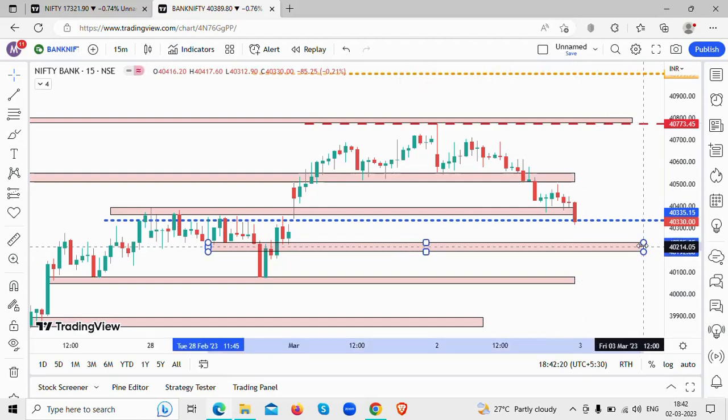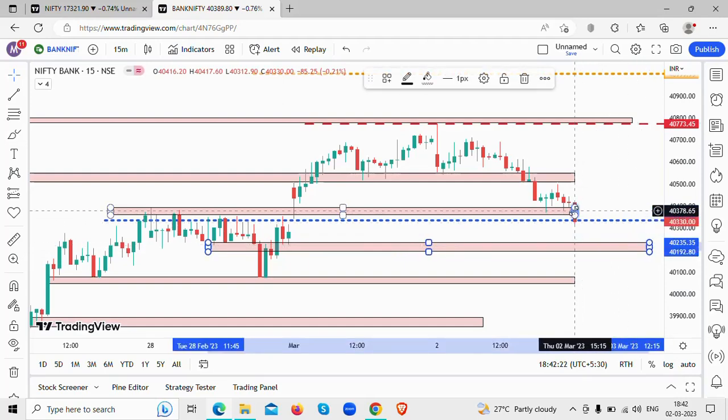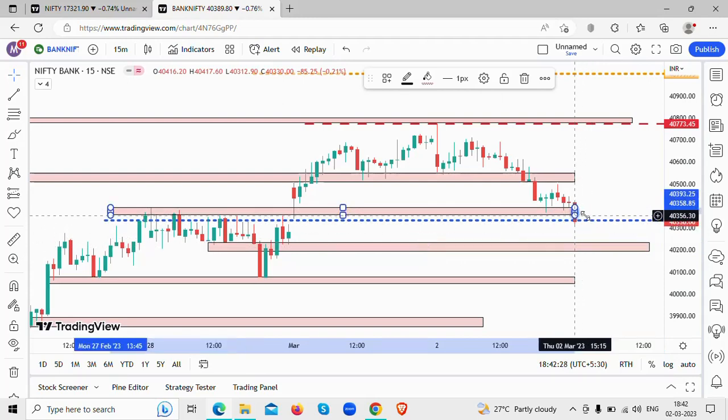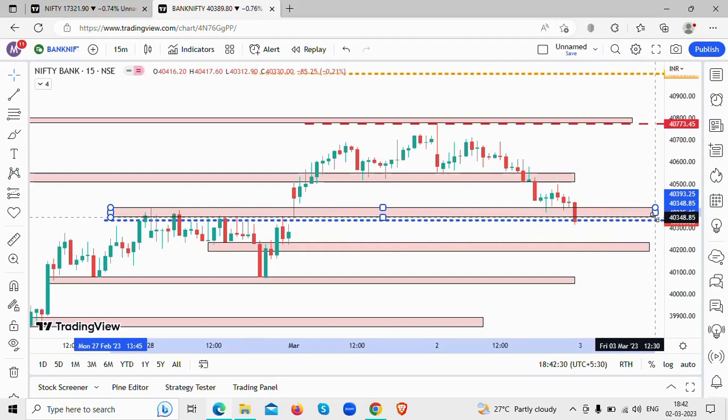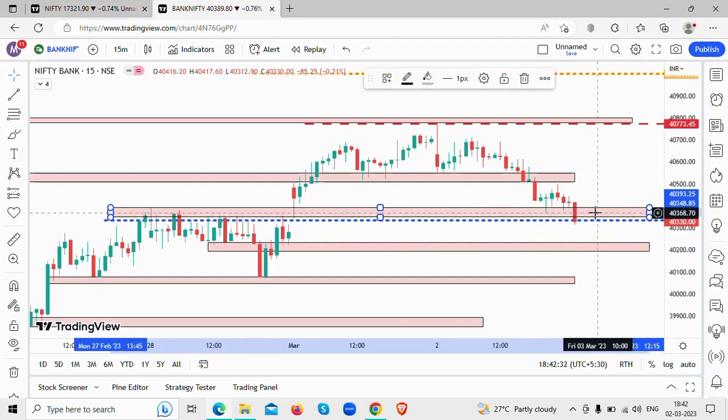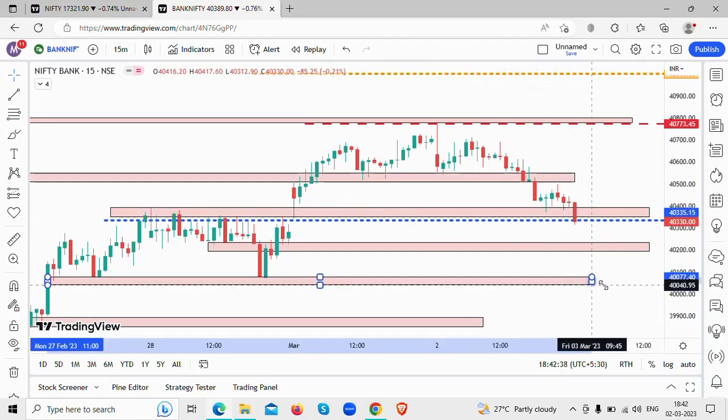So 40,200 to 40,220 will be your support level. Now if the price continues to go below this and touch this level, which we are expecting to be your support level, if the price goes below this level, 40,350 to 40,380 will act as your resistance level. We have a good support around this level.